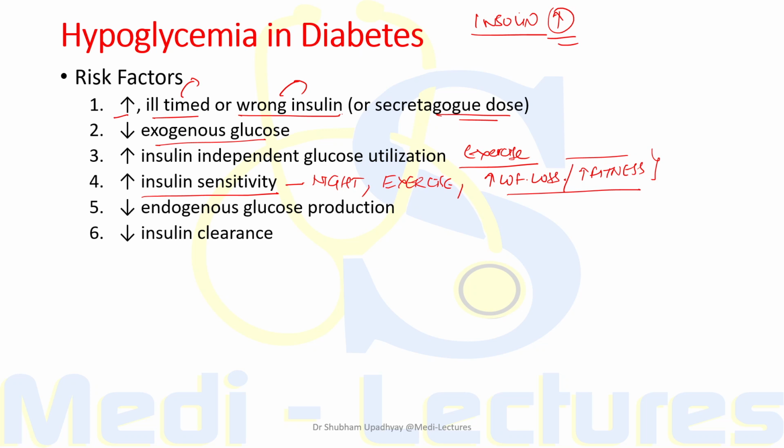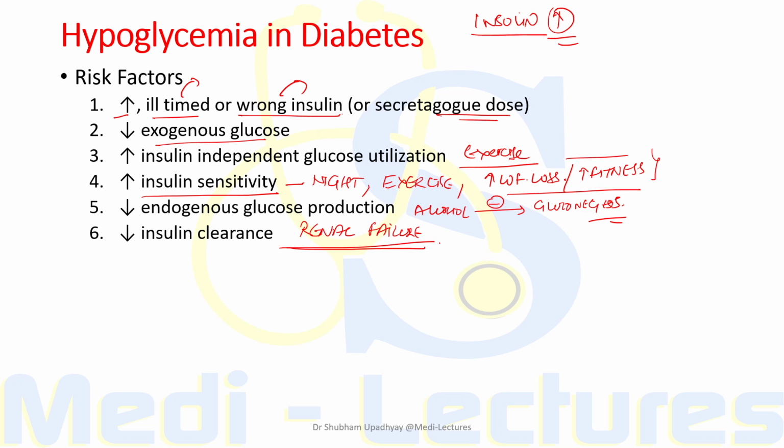Then decreased endogenous glucose production, we have discussed in patients of chronic alcoholism. There is inhibition of gluconeogenesis, so this can also lead to hypoglycemia. Reduced insulin clearance, which can occur with renal failure in patients of long-standing diabetes, can again lead to hypoglycemia.